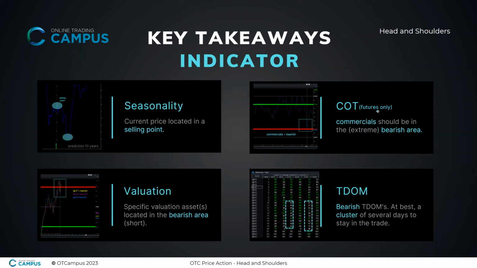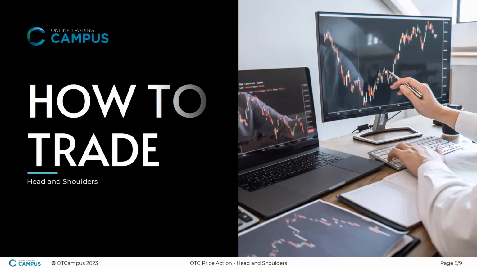The COT is for futures only, right? It's not possible to get a result for stocks or for forex. COT is only futures, right? The commercials should be in the extreme bearish area. That's the best. And trading day of the month, of course, at best a cluster of several bearish days. Then we can stay also longer in this trade. That's it for the theory.